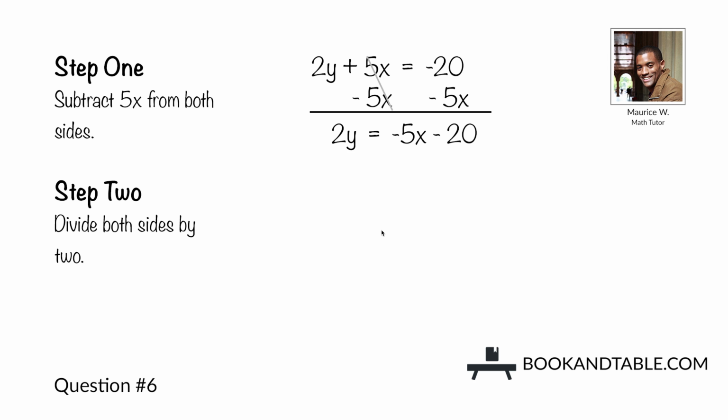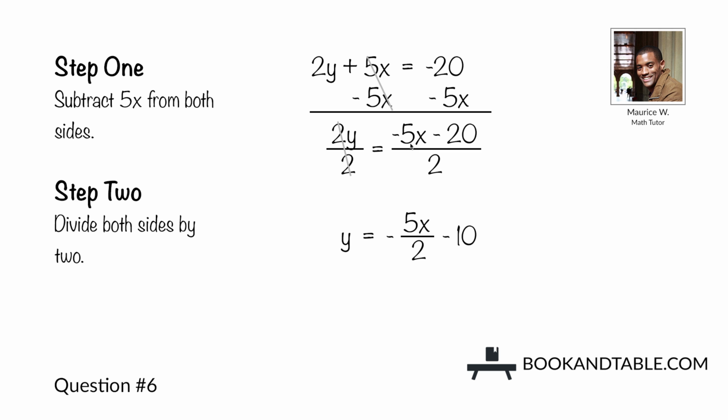Step 1, subtract 5x from both sides. This leaves you with 2y on the left side of the equation and negative 5x minus 20 on the right side. We want to get rid of this coefficient 2. So step 2, divide both sides by 2.